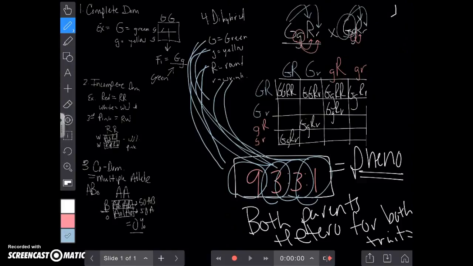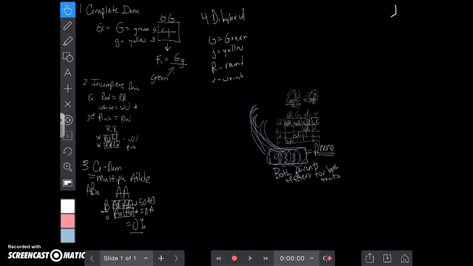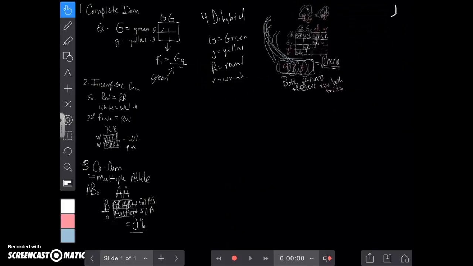The last one that we're going to talk about today, just in terms of review, we haven't spent a lot of time on it yet, is moving our way into what we call a sex-linked trait.